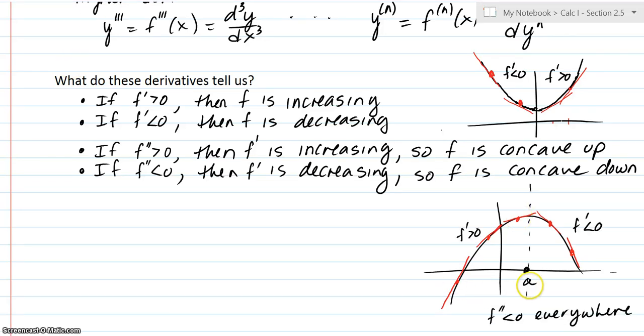So on the left, we'll call this A. We see that f is positive. It doesn't matter what f prime is. It could be positive, or on the right, it's negative. But still, the second derivative is negative everywhere. And the same with the one above. You can see that on the left of 0, the first derivative is negative. The right of 0, the first derivative is positive. But the second derivative is positive everywhere right there. So it talks about the concavity.